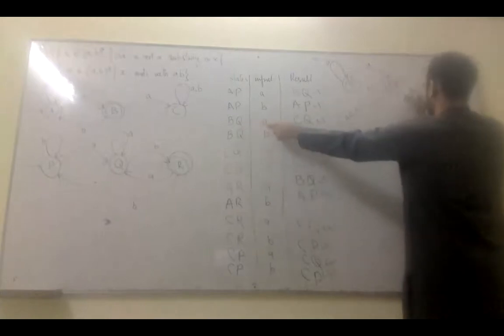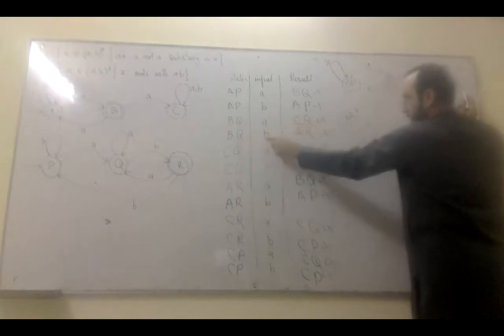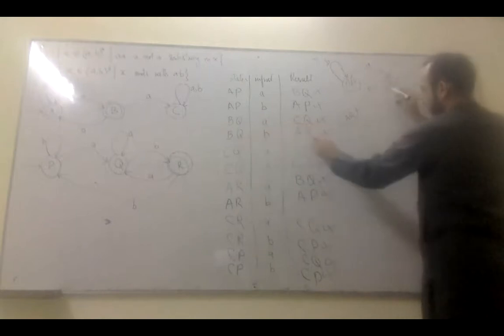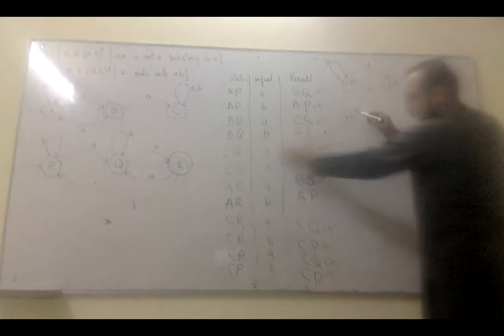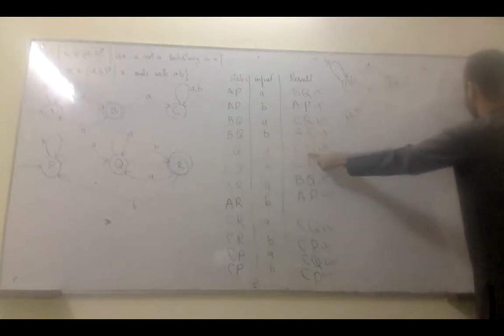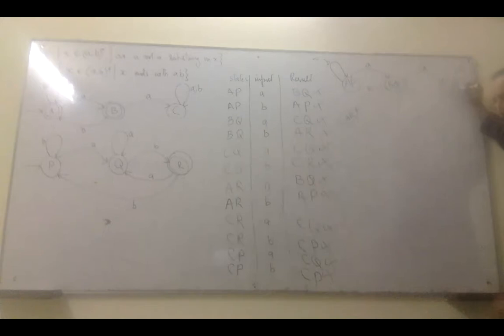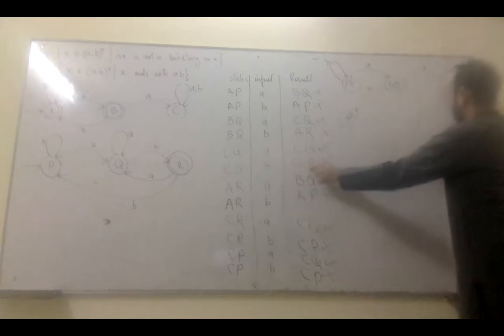So BQ taking A, I am reaching at CQ. BQ taking B, I am reaching at CR. CQ taking A, I am reaching at CQ. CQ, this one with this loop. CQ taking B, reaching at CR.